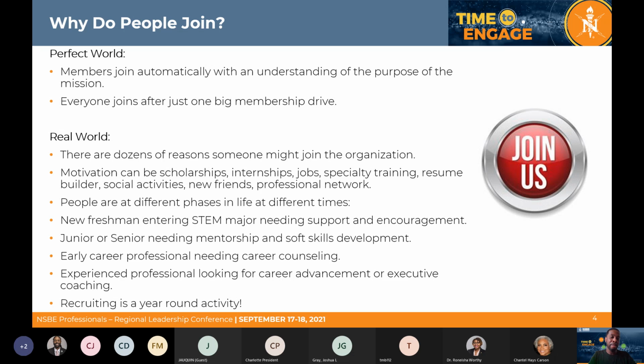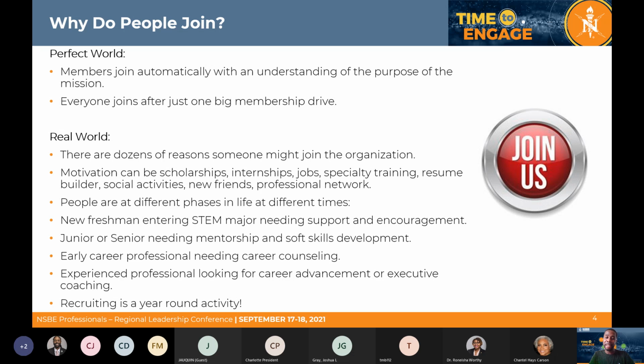Someone in their early career might be looking for career counseling, and an experienced professional might be looking to advance their career or get some executive coaching. So there are a variety of reasons why people join NSBE. We need to keep all that in mind when figuring out how to recruit new members.